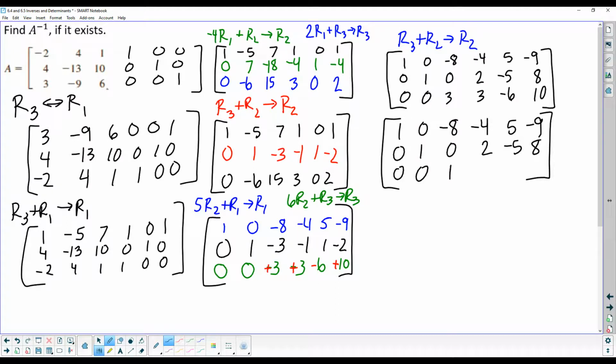We're dividing row 3 by 3. And the first 3 are great, and then we have 10/3. Don't go into decimals, keep them as fractions. You can reduce the fractions if they reduce, but don't go into decimals.